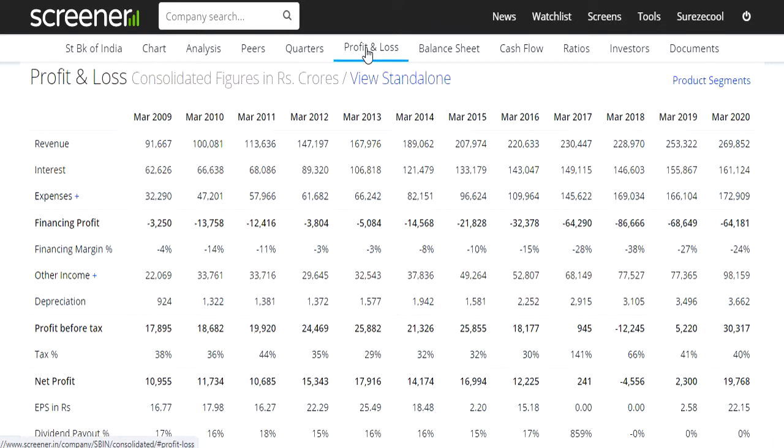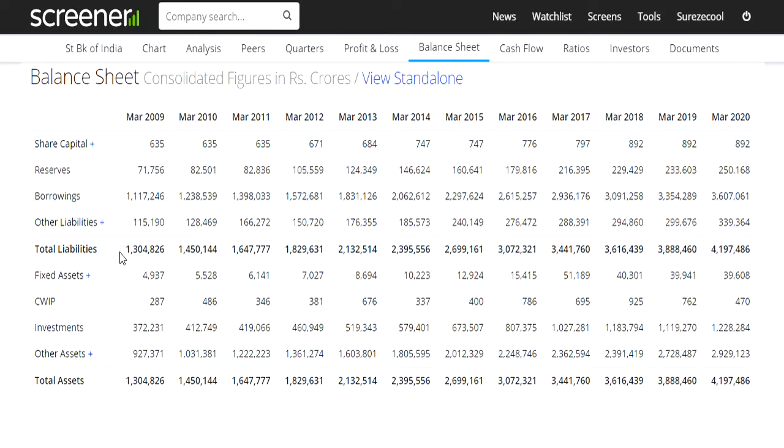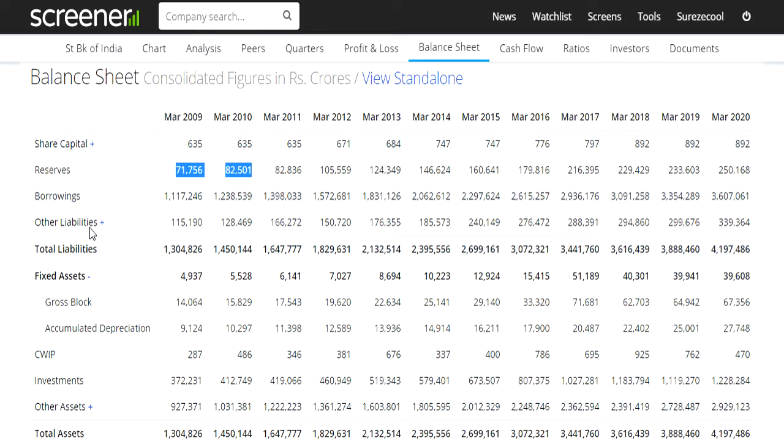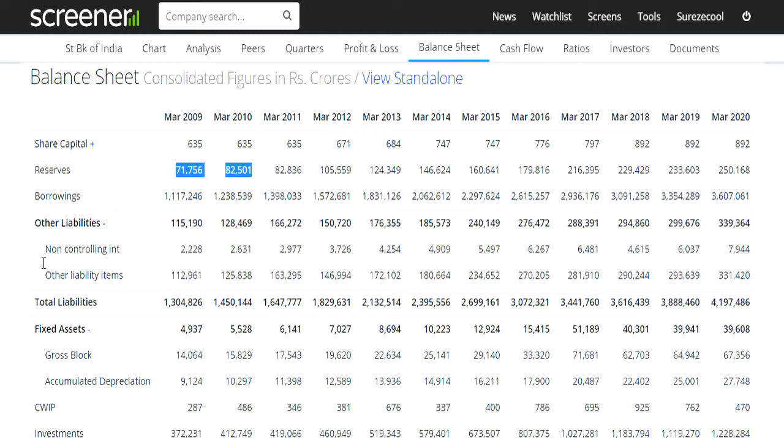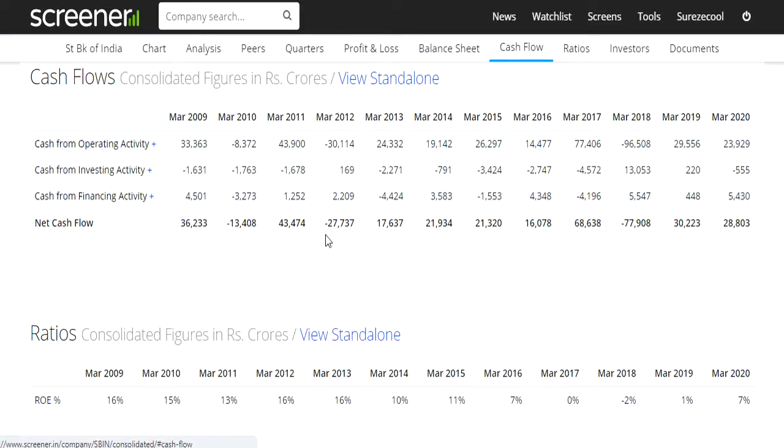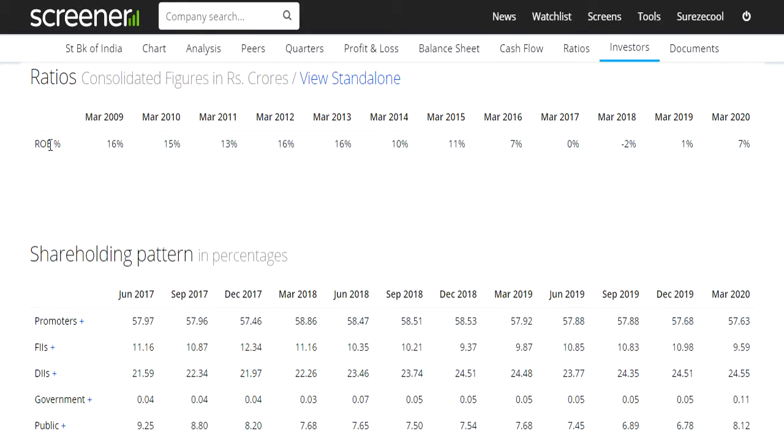And the next one is profit and loss. So how much profit it is getting, how much loss it is getting, net profit, everything you can see here. And the balance sheet, this is an important part. You can see the borrowings and reserves, how much reserves are there, it is a very important factor, right? So these are the things we can find out here. All the fields, other liabilities, non-controlling interest, and other line items you can see here. And then cash flow, what is the cash flow for this particular company, and then ratios.